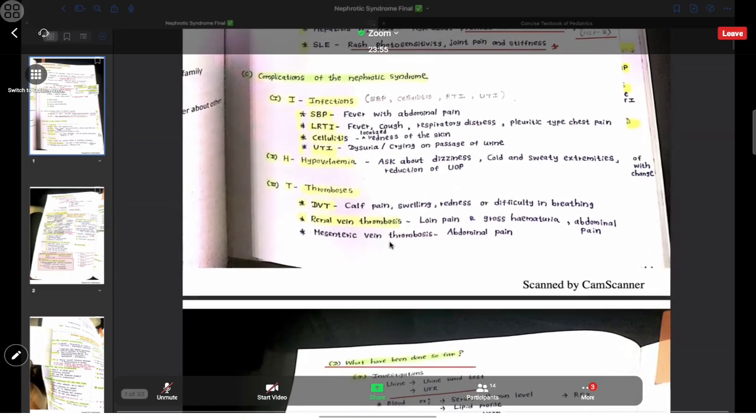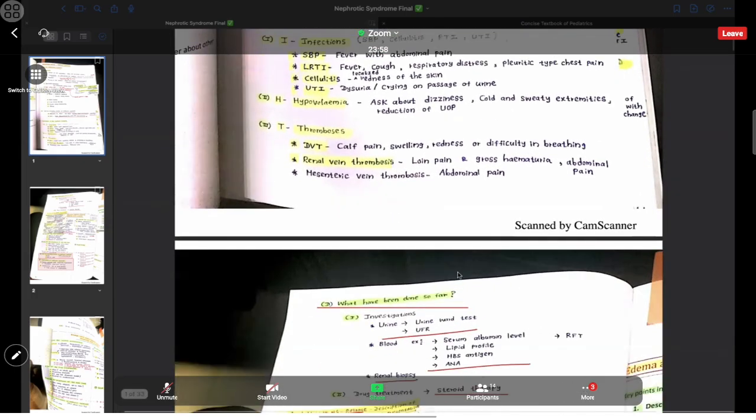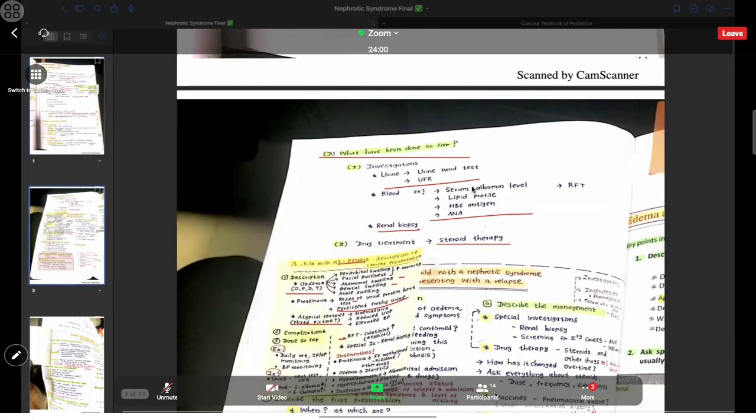Those are some things you can ask about that. Then moving on to what has been done so far. That is the last part of that history of presenting complaint. You ask about what the mother knows: what blood investigations were done, what urine investigations were done, was there a renal biopsy planned depending on the symptoms of the patient, and whether they have started steroid therapy. And you have to ask a lot of questions about steroid therapy, which we will come to.